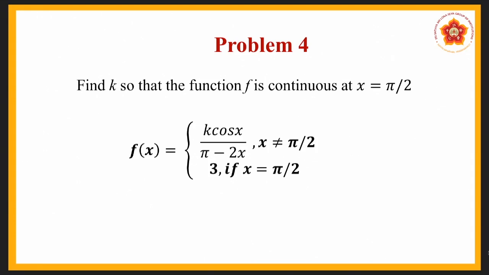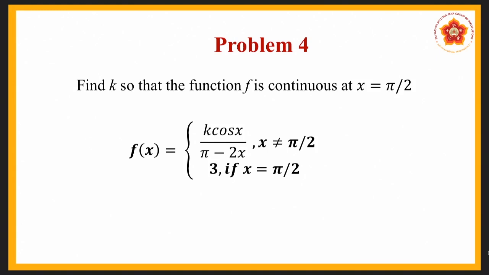So, he says find k so that the function is continuous at x equal to pi by 2. What is the function? f of x is equal to k cos x upon pi minus 2x, and it is 3, if x is not equal to pi by 2 and if x is equal to pi by 2.